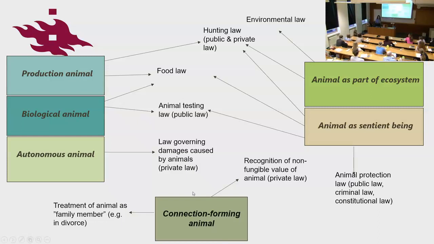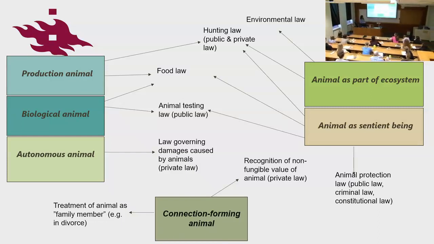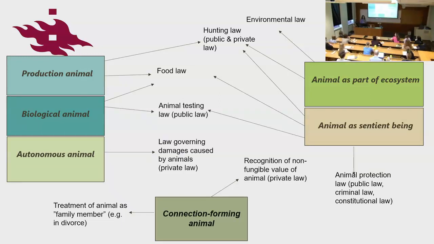If we move to the connection-forming feature of animals, there's first of all these. I think we've already discussed these, or other people have discussed examples of how animals are increasingly being treated as family members in divorce cases, for instance. So this is, I think, a new way of understanding animal status, specifically in private law, a move away from thinghood, at least for companion animals.